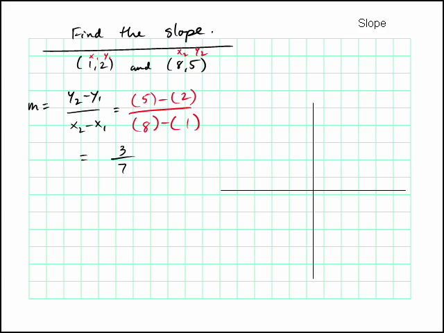Let's just check and make sure here. Let's see, I need to go 8. 1, 2, 3, 4, 5, 6, 7, 8.